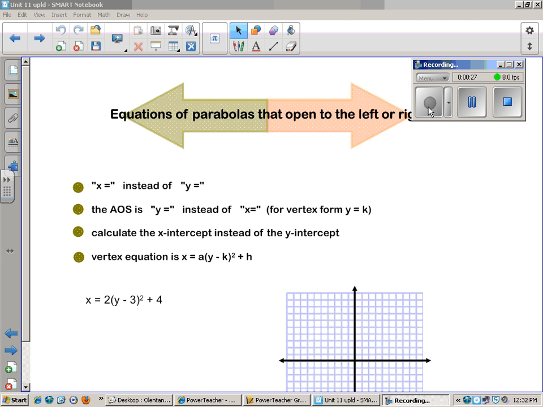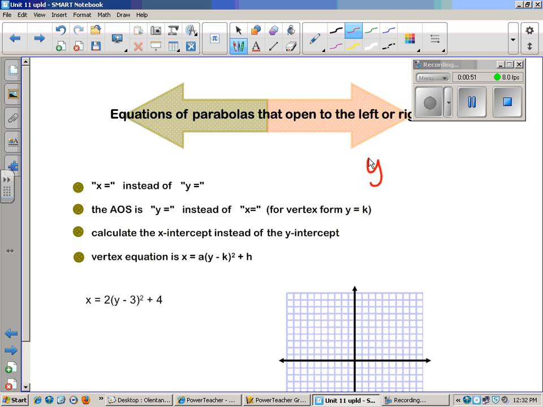And instead of calculating an x-intercept, we're going to calculate the y-intercept. Or instead of calculating the y-intercept, we're going to calculate the x-intercept. So everything's going to be the same. We're just doing it left and right instead of up and down. Okay?